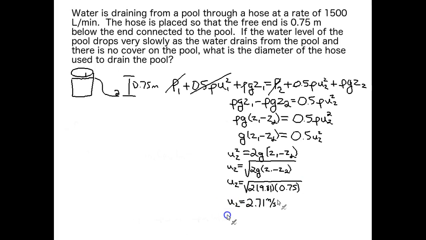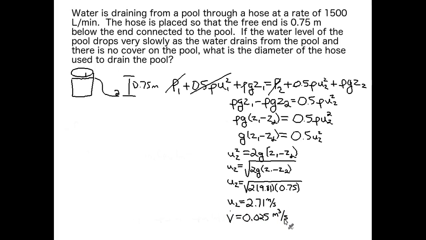But we're not asked for u2. We are asked for the diameter of the hose used to drain the pool. So to get that information, we are given the volumetric flow rate. We know that's 1,500 liters per minute. But if you divide 1,500 liters by 1,000, you get 1.5 meters cubed per minute. And if you divide that by 60, then you get 0.025 cubic meters per second.